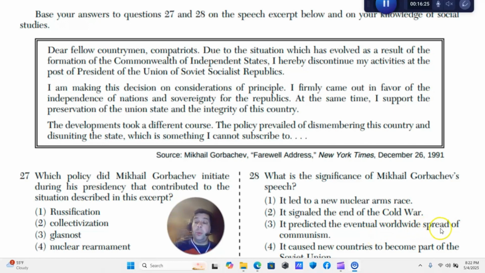It predicted the eventual worldwide spread of communism. No, it did not. It caused new countries to become part. The opposite is what the end is talking about. So no, that is not true.